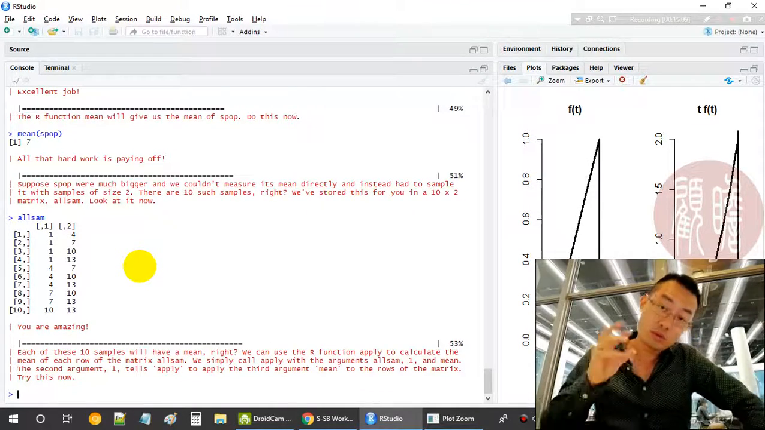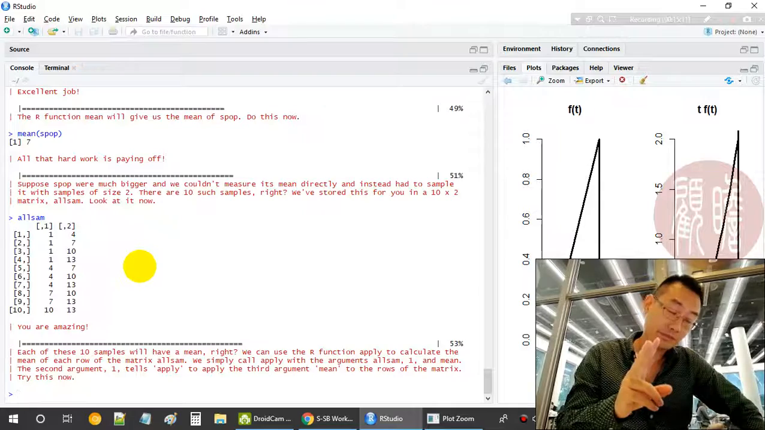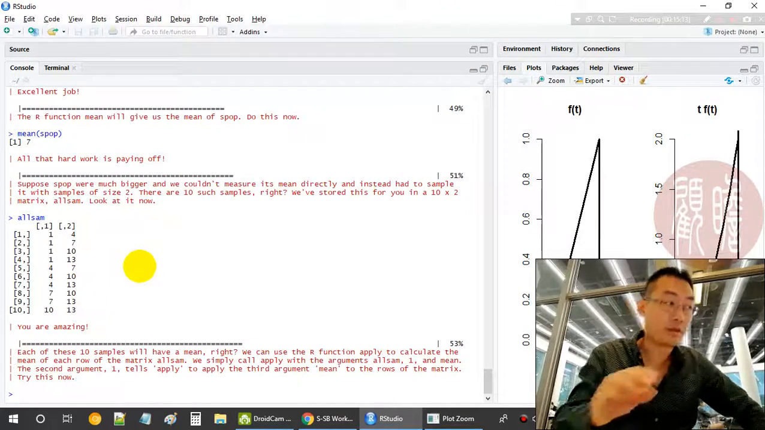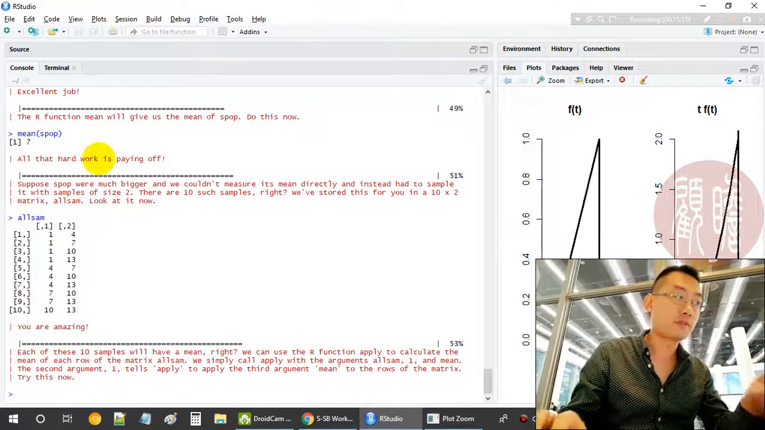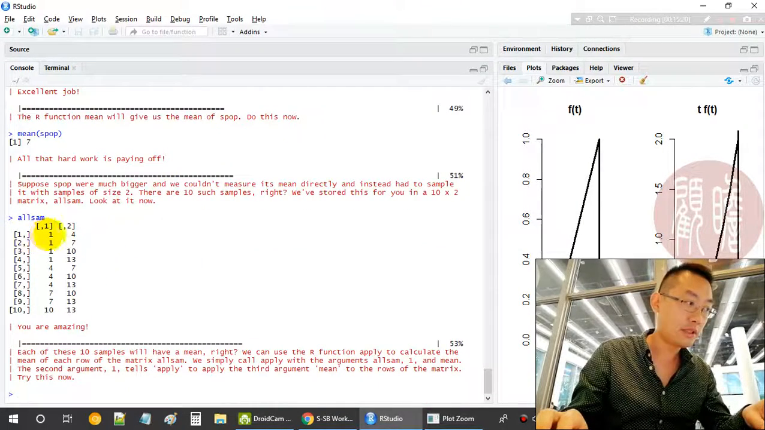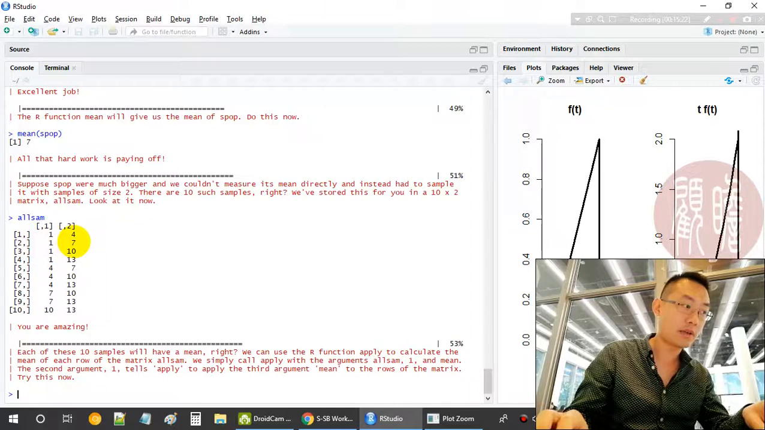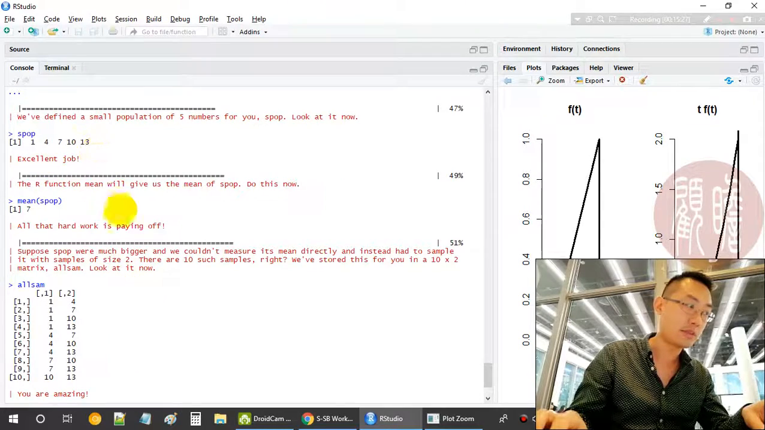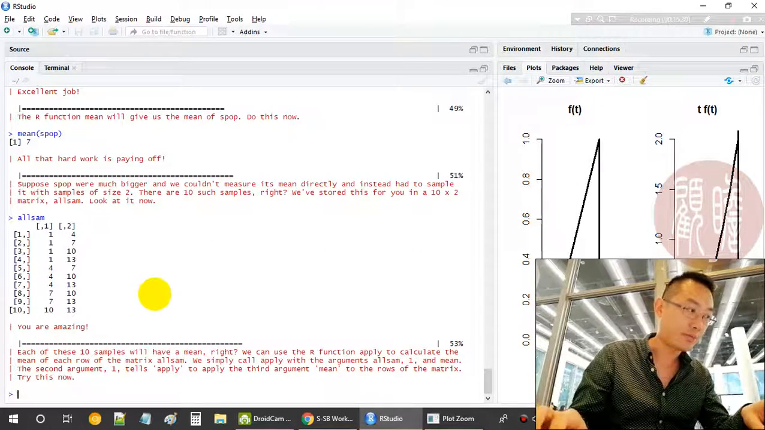Each time we will draw 2 members from the population, from the 5 member population. So the first time we'll get a 1 and a 4, the second time we'll get 1 and 7, and so on. The third time 1 and 10. The last time we'll get 10 and 13. So these are the numbers from the S-pop.